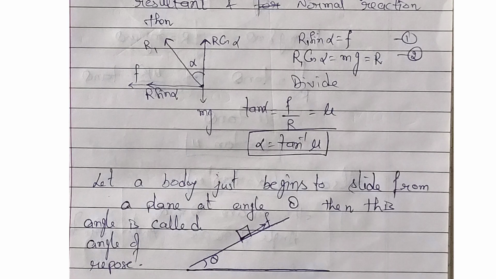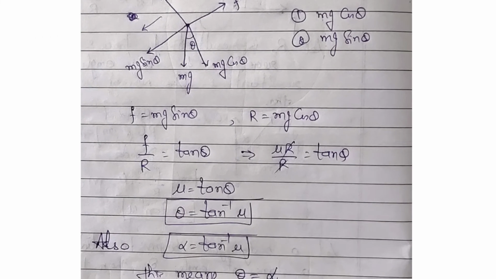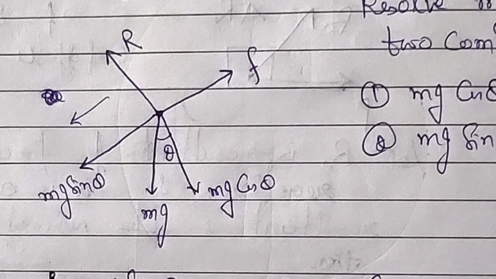Okay, so let us find the relation between theta and alpha, means the angle of repose and the angle of friction. Make a free body diagram. This is the normal reaction. Suppose the body is moving in downward direction, friction upward, weight downward. This time let us resolve the weight into two components, one is mg cos theta, and second is mg sin theta.